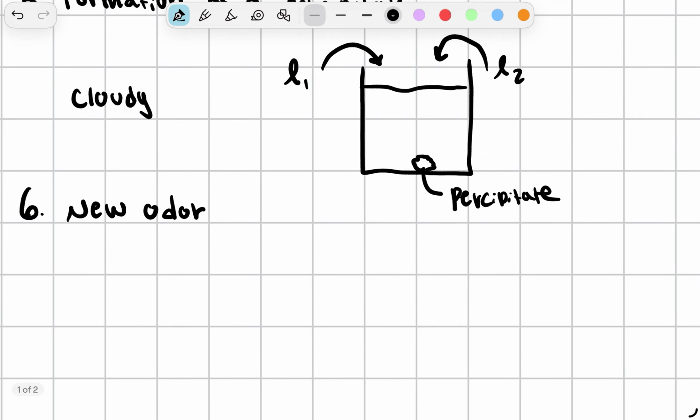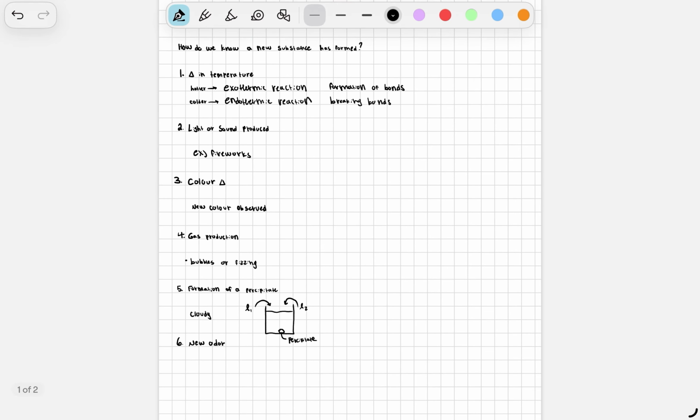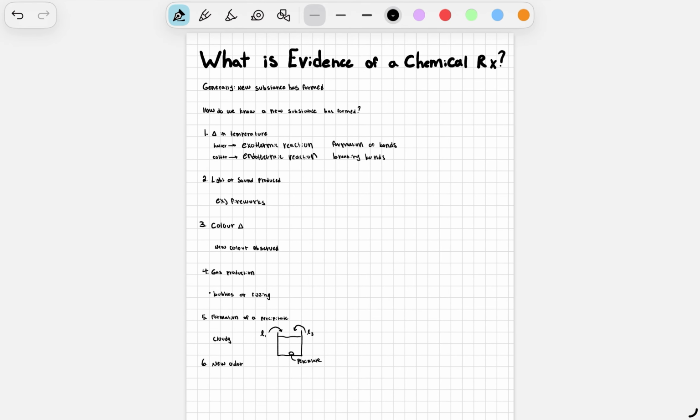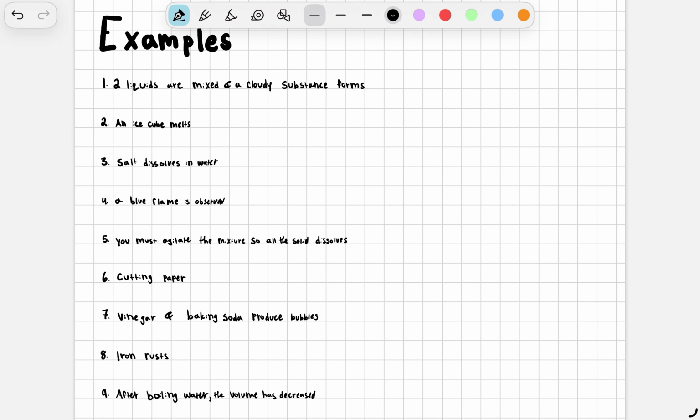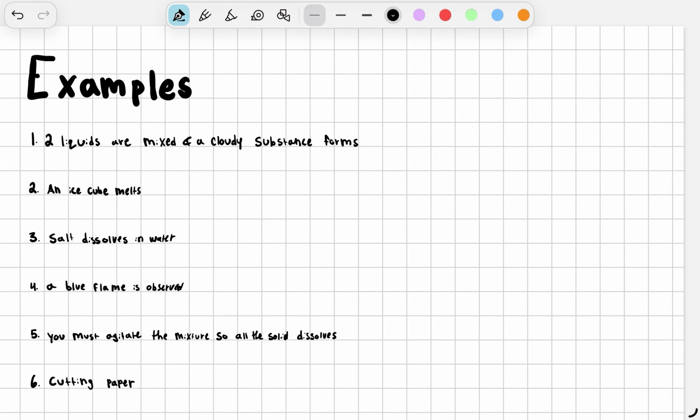Number 6, new odor. This is another example of how we know a chemical reaction has occurred if we're smelling a completely new odor. Now, let's go over some examples. In these examples, we will determine if a chemical reaction has occurred or has not occurred.